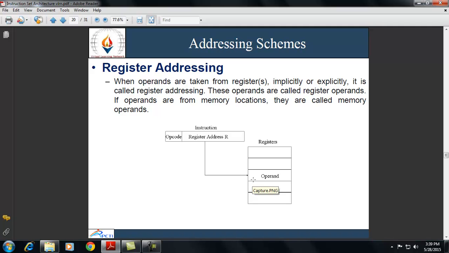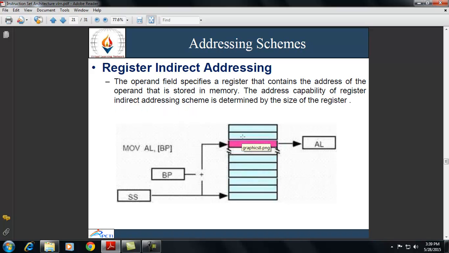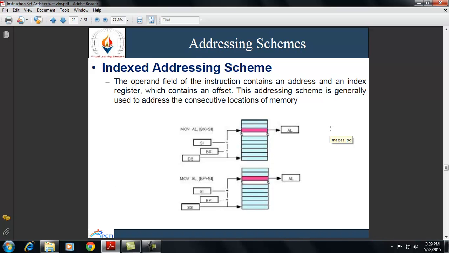Now, register addressing is further categorized into register direct or register indirect. Register direct means the instruction contains the address of the register from which the value is to be fetched, and indirect register addressing means the operand specifies a register that contains the address of the operand. In this, it contains the address of the operand that is stored in the memory, and the address capability of the register indirect addressing scheme is determined by the size of the register.